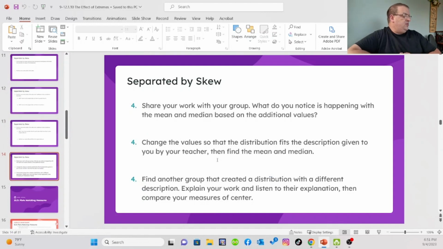So change the values so that the distribution fits one of those descriptions. And then find the mean and the median. And number 4, find another group that created a distribution with a different description. So you pick one of those 4, you find the mean and the median once you make it fit that description, then find another group who chose a different one out of those 4 and compare your work with each other. Explain your work and listen to their explanation and then compare your measures of center.